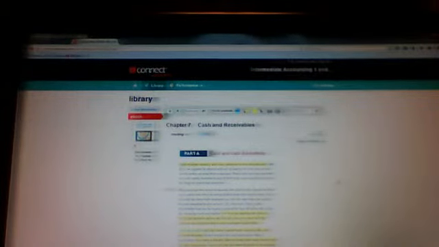Chapter 7 deals with cash and receivables. Starting out with Part A, cash and cash equivalents. Cash includes currency and coins, and balances in checking accounts.